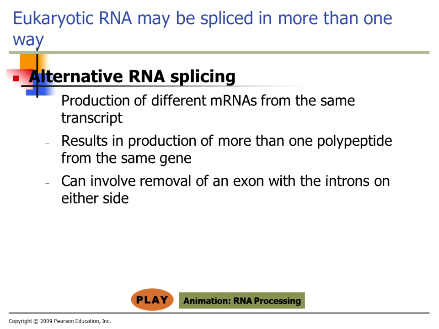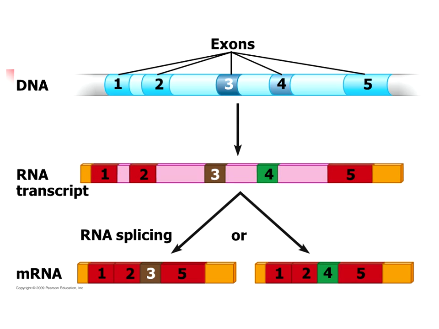So for example, here is a gene with exons 1, 2, 3, 4, and 5. And here is the primary transcript. But when the mature transcript is formed, what can happen is sometimes you could get rid of this whole segment, so the two introns as well as the exons. And if you do that, then you will end up with this transcript.